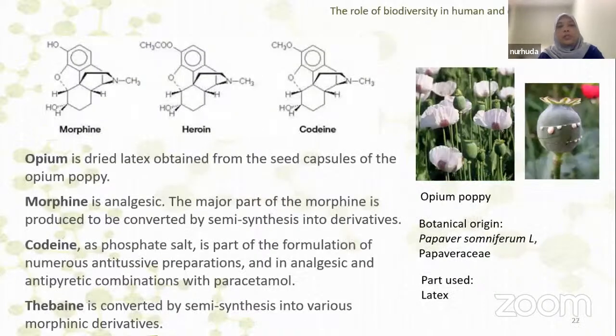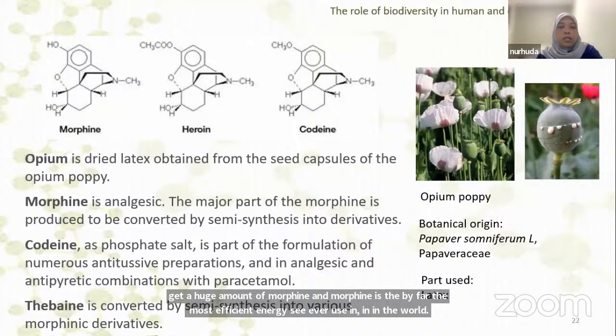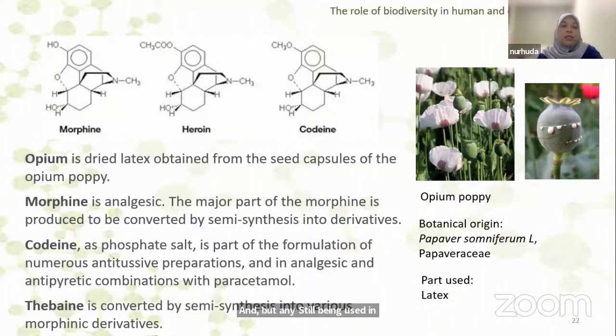All right, so opium, everyone knows this from the opium poppy plant. The drug is from the latex. When you cut the pod, the flower pod, you get the latex and then dry it, and you get a huge amount of morphine, and morphine is by far the most efficient analgesic ever used in the world, and it's still being used in hospital settings now.